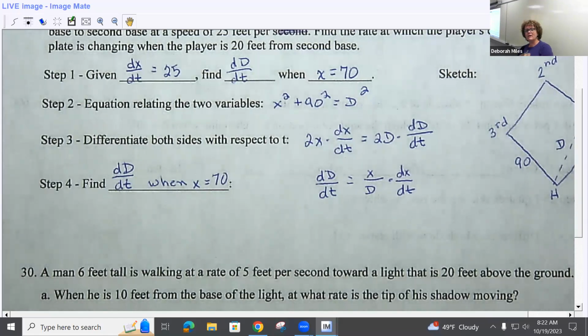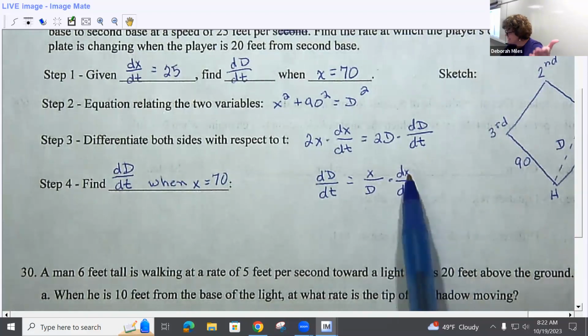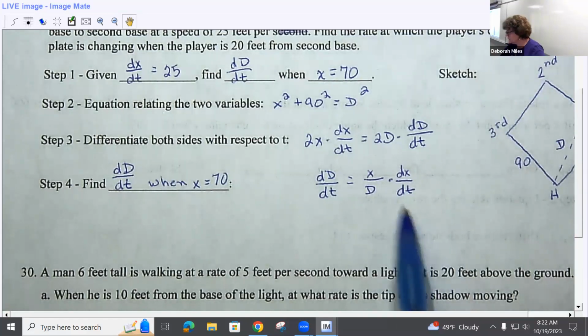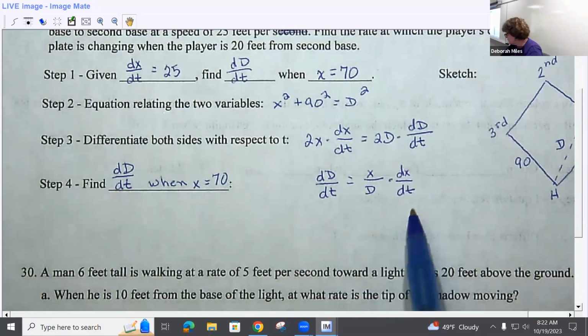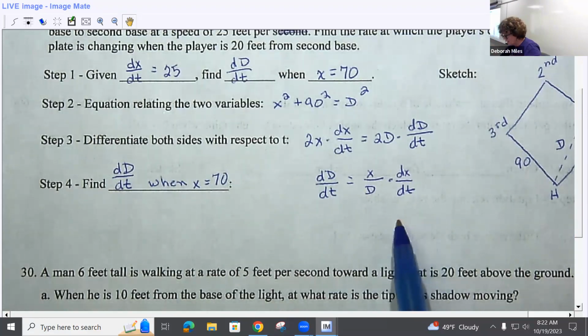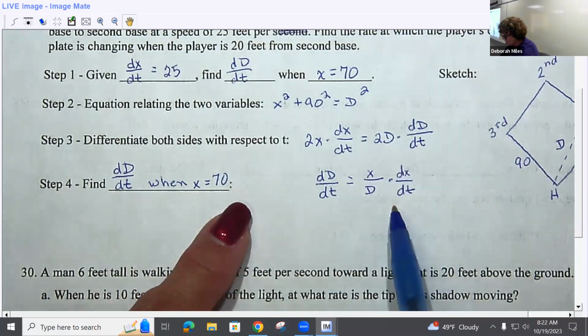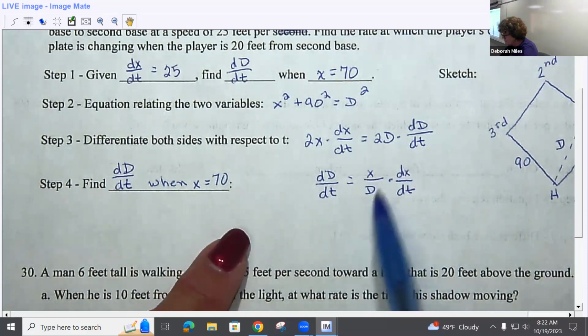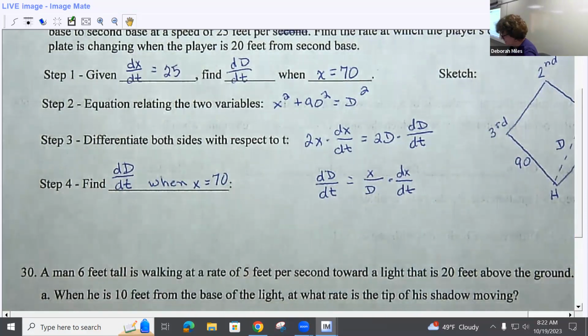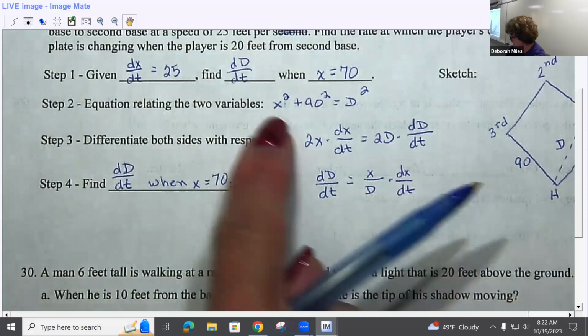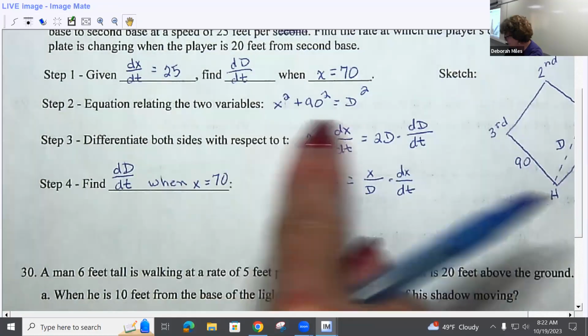Now, how many variables do I have on the right-hand side? 2? No, I have 3. The quantity dx over dt is a variable also. So I have an x, a d, and a dx over dt that I need numbers for. I have an x, I have a dx over dt, I don't have d when x is 70. How do I find d when x is 70? Plug in, into the original equation, the Pythagorean theorem.